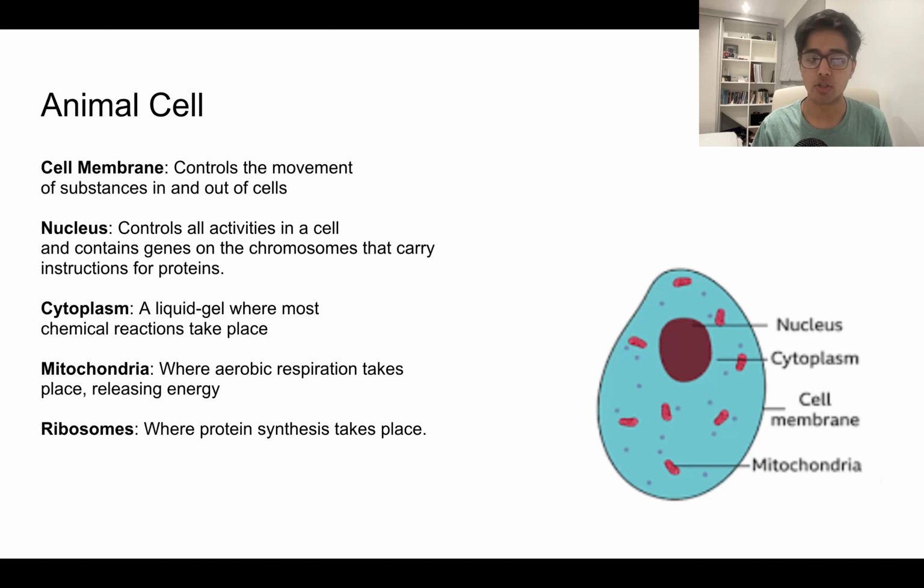Let's go into their functions. Cell membrane controls the movement of substances in and out of cells. Nucleus controls all activities in a cell and contains genes on the chromosomes that carry instructions for proteins. Cytoplasm is a liquid gel where most chemical reactions take place. Mitochondria is where aerobic respiration takes place, releasing energy. And ribosomes are the location of protein synthesis.